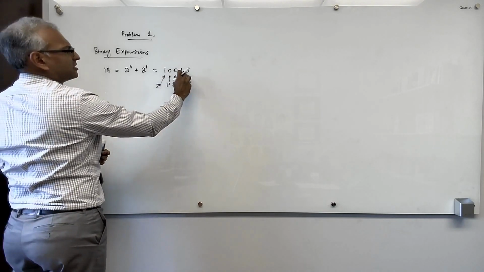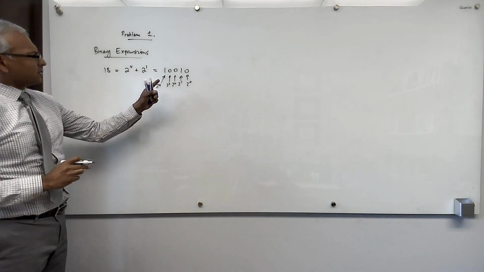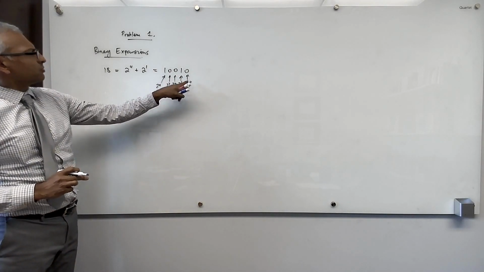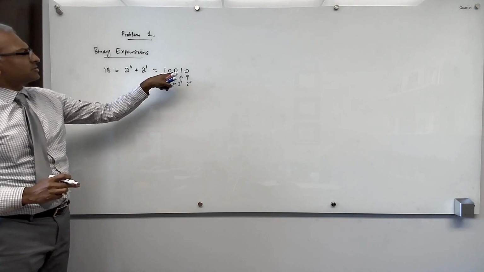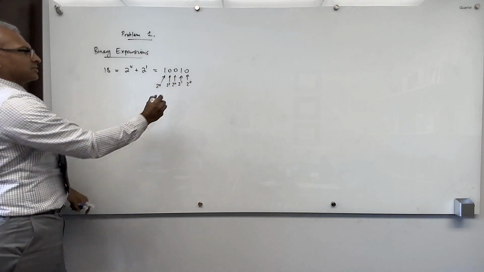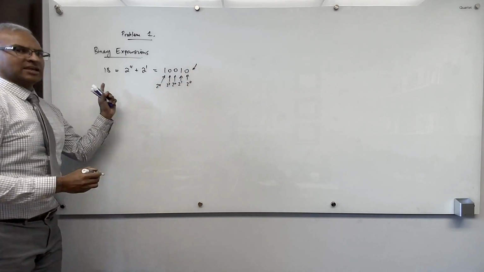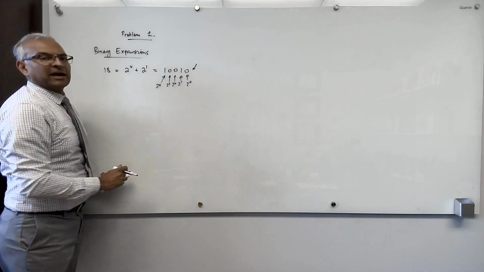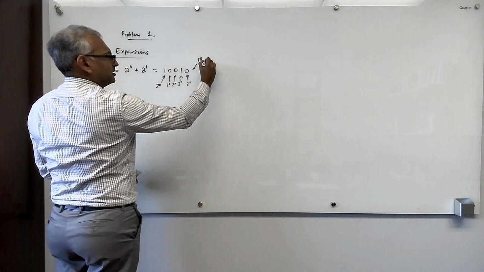And so what this compact notation is saying is 0 times 2 to the 0, plus 1 times 2 to the 1, that's that term, plus 0 times 2 to the 2, plus 0 times 2 to the 3, plus 1 times 2 to the 4, that's that term. And so we call this the binary representation of 18, or some of you might say 18 in binary.